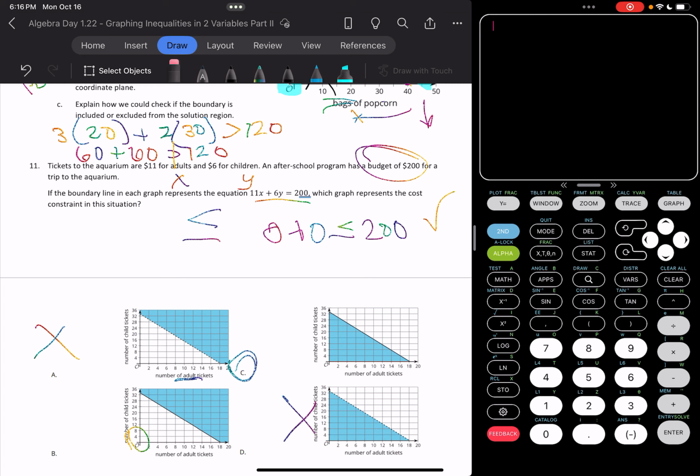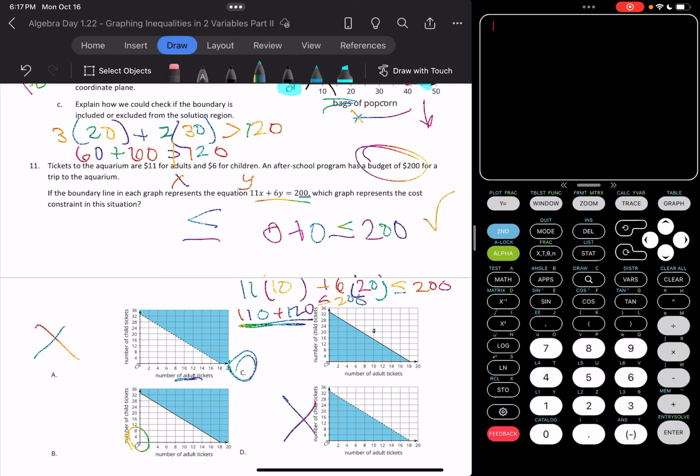Just to make sure, we can always check a point, plug in a point above that. So let's plug in 10, 20. If we plug in 10, 20, we will get 11 times 10 plus 6 times 20, and it has to be, again, less than or equal to 200. We would get 110 plus 120 is less than or equal to 200. Well, this right here is going to be 230.